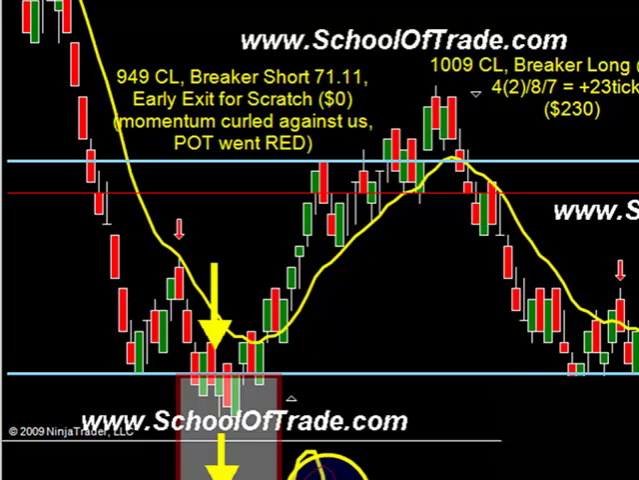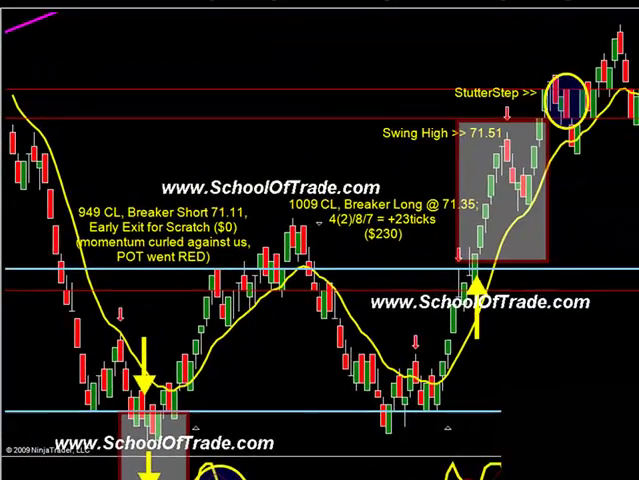This was a great example here. Got a little bit of a good bounce in this one though. We were able to see momentum curl early, and the speed of the tape really died on us, which of course is all I needed, right? Watching my pace of the tape indicator to get me out of that trade early, and it's protecting our capital nicely here.